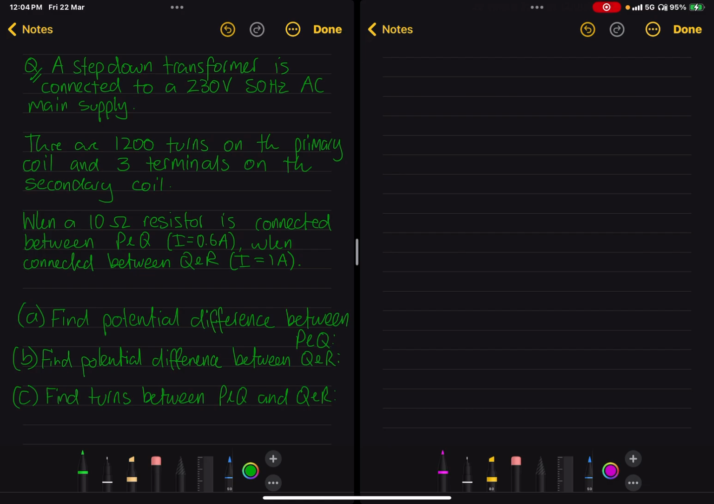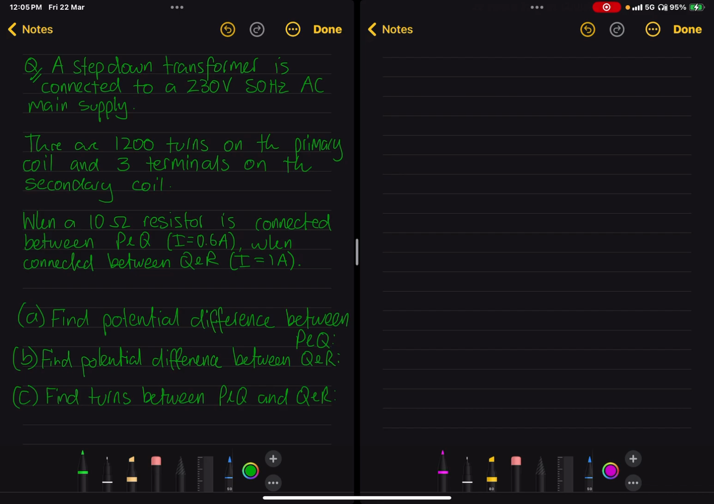When a 10 ohm resistor is connected between P and Q, the top 2 terminals on the secondary side, the current is 0.6 amps. When the same 10 ohm resistor is connected between Q and R, the second and third terminals, the current is 1 amp. We're told to find the potential difference between P and Q, find the potential difference between Q and R, and find the number of turns between P and Q and the number of turns between Q and R.